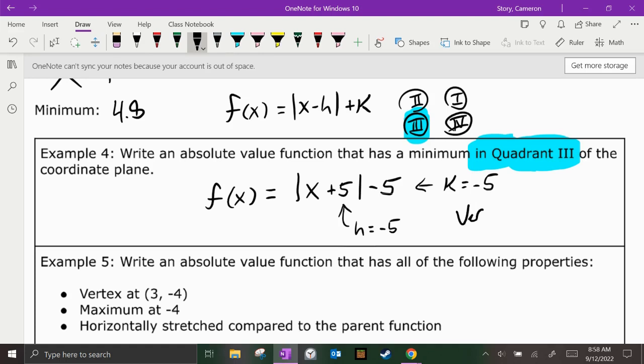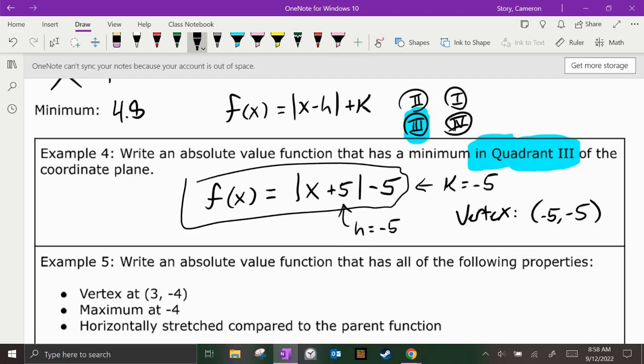Okay, this will put the vertex in quadrant 3, because my vertex will be at negative 5, and any combinations of numbers could have done this. It didn't have to be 5. Okay, so this would be my answer for example 4, and you can always go to the graph to verify that.